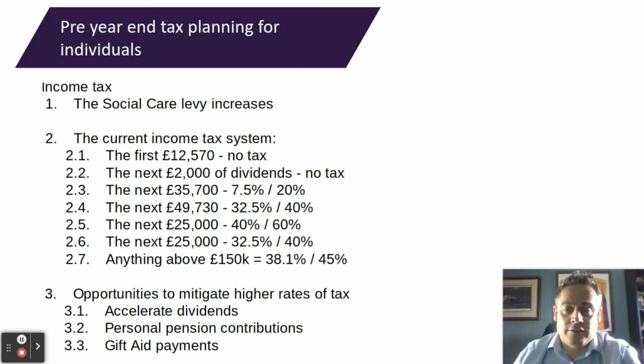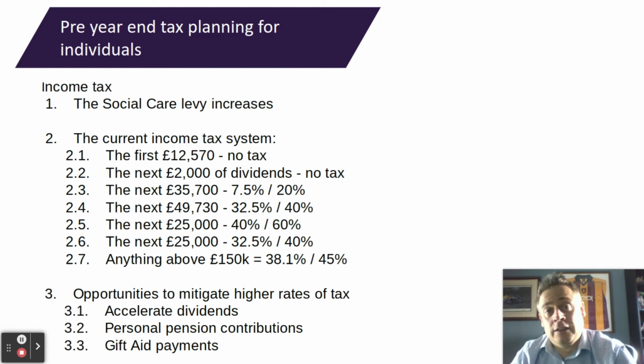Once you've got through that tax bracket, the next £25,000 of earnings is subject to 32.5% on dividends, 40% on PAYE earnings, and that takes us up to total earnings of £150,000, above which on dividends you will pay 38.1%, and on employed PAYE earnings you'll pay 45% income tax.